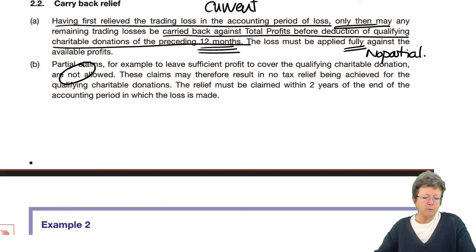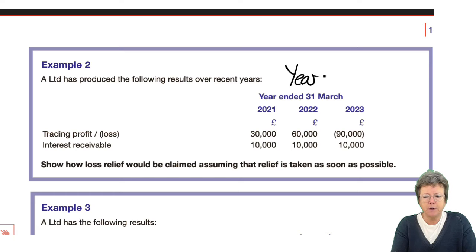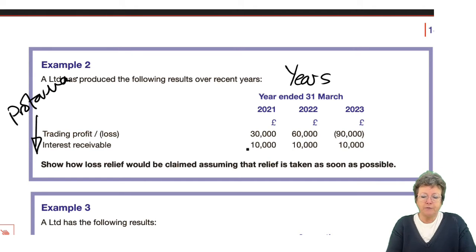Okay, so let's have a look at example number 2, which will give us some questions that we can have a go at. So A Limited has the following results. Now you've noticed the pro forma slightly different here. We've got lots of years across the top, and we're going to put the pro forma down the side. We have profit, profit, loss, and interest receivable. Show how loss relief would be claimed, assuming that relief is taken as soon as possible.